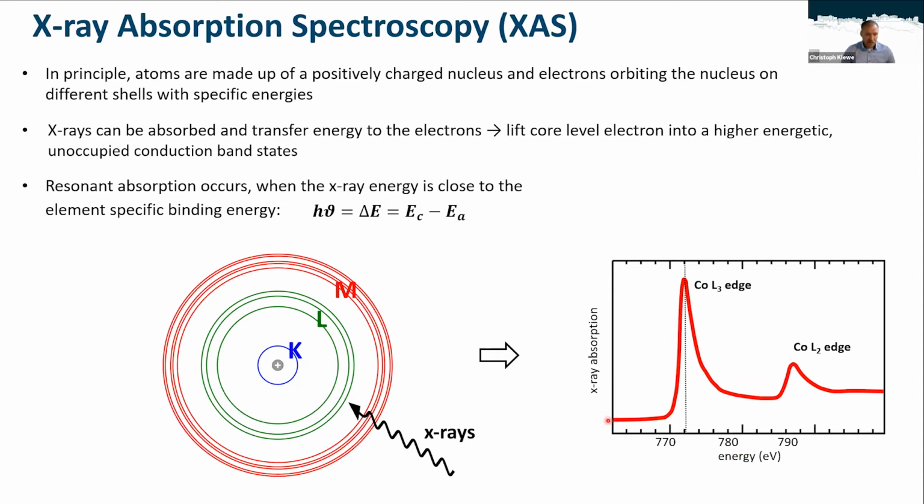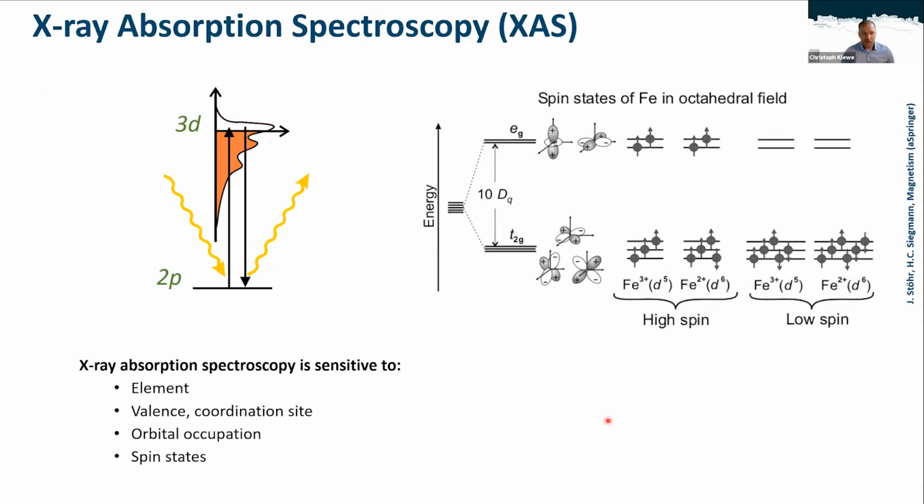And this element specificity makes X-ray absorption an extremely powerful tool when we want to look at complex systems with multiple components, where we want to distinguish between the different components. But even more than the element specificity, due to the fine structure of the specific electronic energy bands, X-ray absorption is not only sensitive to elements, but it's also sensitive to valence states, coordination sites, orbital occupation, and also to spin states.